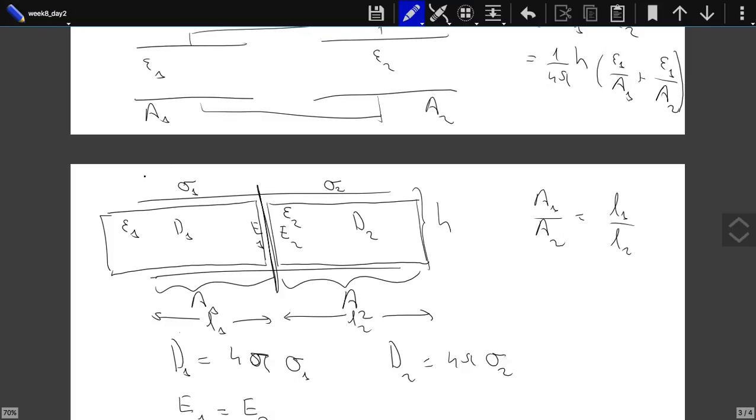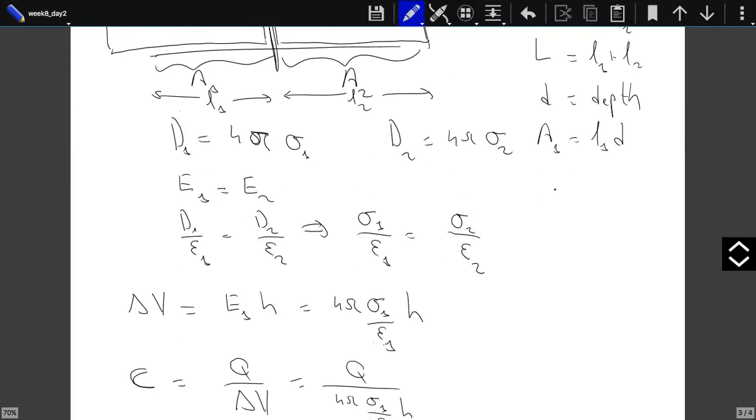The total length is L. Let me call D the depth of the capacitor. So basically A1 is nothing but L1 times D. A2 is L minus L1 times D. A1 plus A2 will be large L times D.